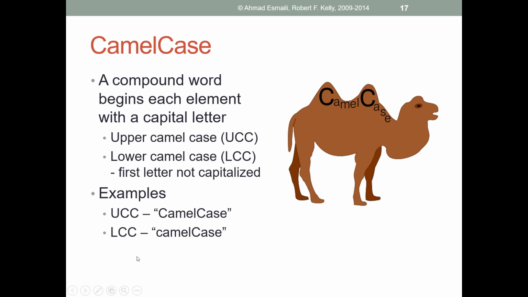In lower camel case, the first letter of the first word is lower, right? So here the first letter is lower, whereas the second word's first letter is upper. So we call it lower camel case. In upper camel case, the first character of the first word as well as the second word are in capital. Very simple, okay?